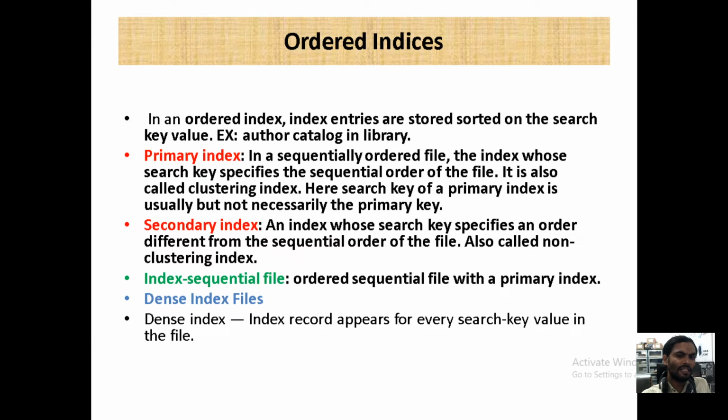Under the secondary index, the order will not be there. It is not in sequential order. Then we call it a non-clustering index. The clustering index is called the primary index, and for the primary index we have sequentially ordered files under the index. Coming to the secondary index, it is non-sequential, the order is not in sequence. Then we call it a secondary index or non-clustering index.